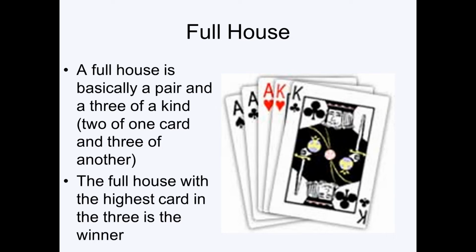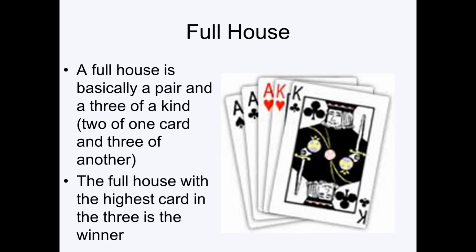A full house is basically a pair and a 3 of a kind. So 2 of one card and 3 of another. The full house with the highest card in the 3 is the winner, because the 3 is better than the 2, right? So if you have 3 2s and 2 aces, we're looking at your 2s, right? If someone else has a full house, they're probably going to beat you because their 3 cards are going to be higher than your 3 cards.